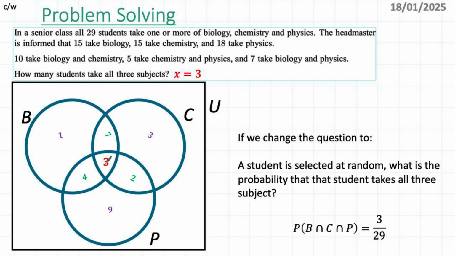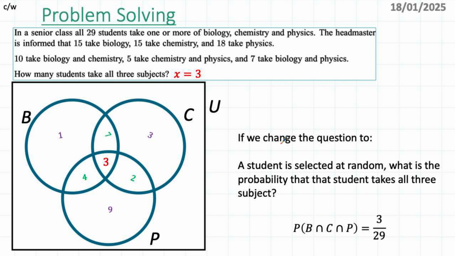And you can double check your answers. So for example, check that biology and chemistry add up to 10, check that chemistry and physics add up to 5, and then physics and biology add up to 7, and so on. Just check everything. So how many students take all 3 subjects? X would be equal to 3.